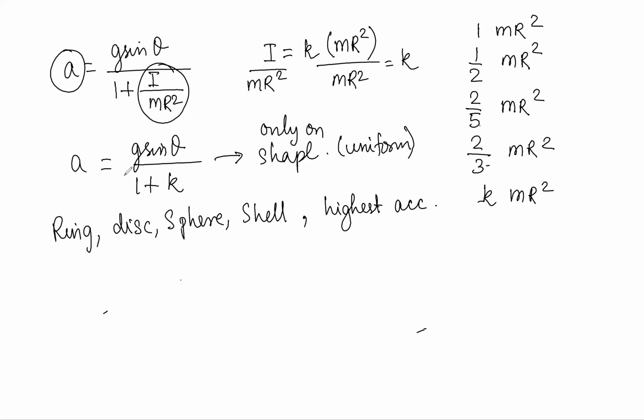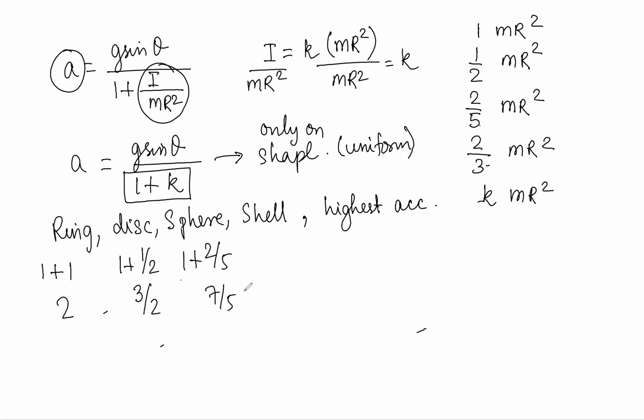So the acceleration is inversely proportional to the value in the denominator. For a ring, this value is going to be 1 plus 1, 2. For a disk, this value is going to be 1 plus 1 by 2, which is 3 by 2. For a sphere, this value is 1 plus 2 by 5, 7 by 5. For a shell, 1 plus 2 by 3, which is equal to 5 by 3. So which is the highest value? 2. The acceleration is inversely proportional, so this has the slowest acceleration.